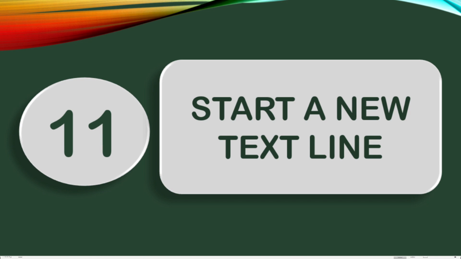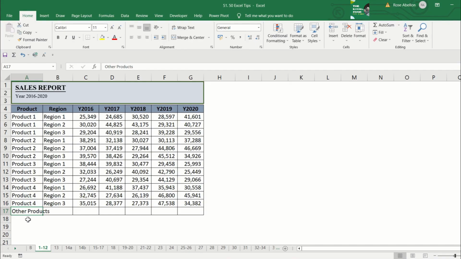Start a new line of text inside a cell. If, for example, you have other products here, and since the description does not fit the size of the cell, you can have two lines for this. Let us put products in the next line.